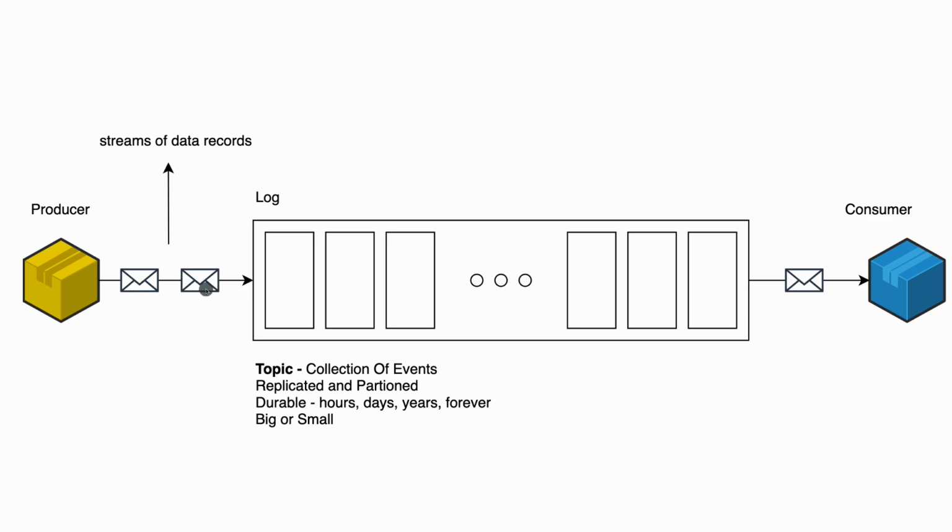So we have producers that stream data of records. These are the records in here. And then we have consumers on the other side. In our example, we are working with microservices, so we'll have a microservice that produces and then another one that consumes these records.